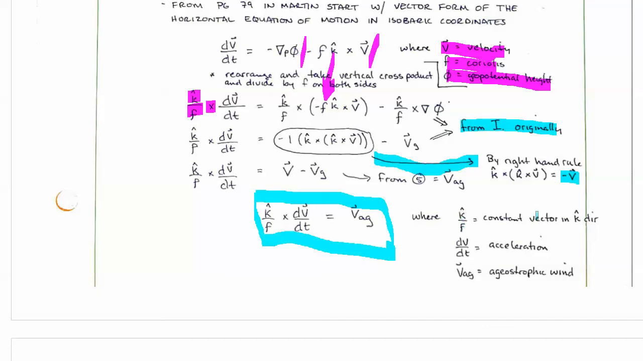So k hat over f is just a constant value vector in the k direction. dv dt is exactly what you think that would be. The change in velocity with time is acceleration, and Vag is ageostrophic wind. Now for the payoff.